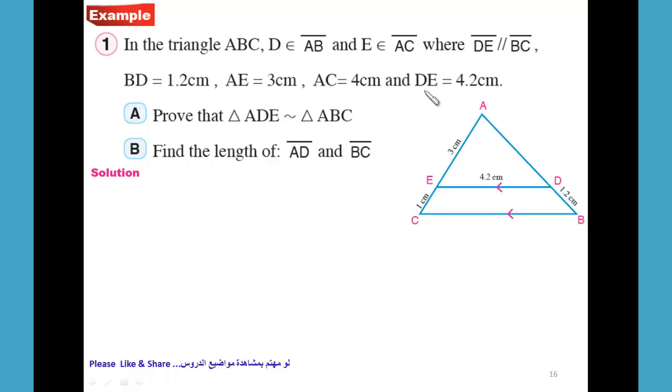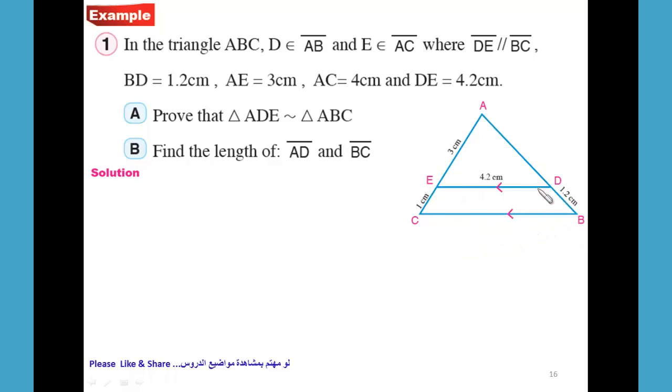And DE equals 4.2. The length of DE equals 4.2 centimeters. First, prove that triangle ADE is similar to triangle ABC. Triangle ADE is similar to triangle ABC. We can prove it using these two angles, because we have DE is parallel to BC.